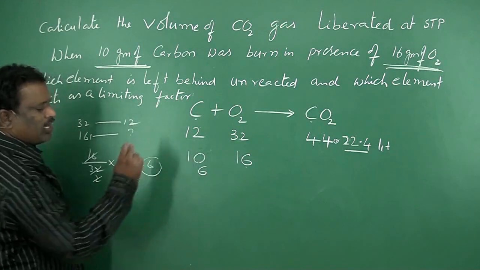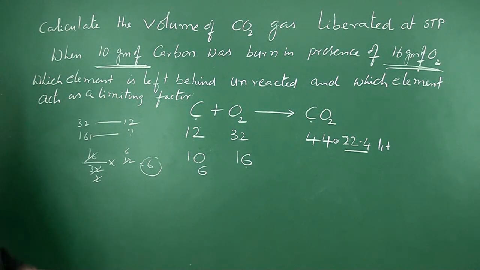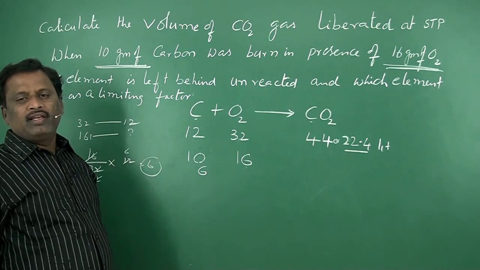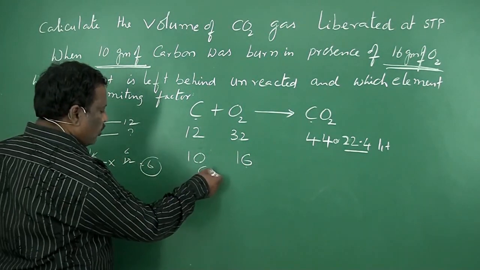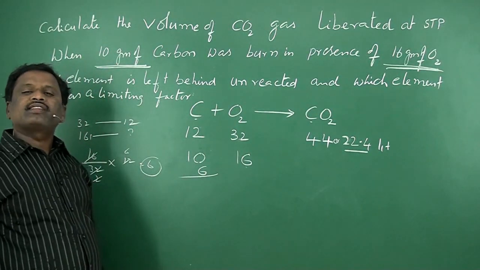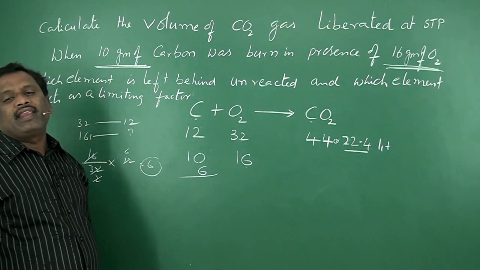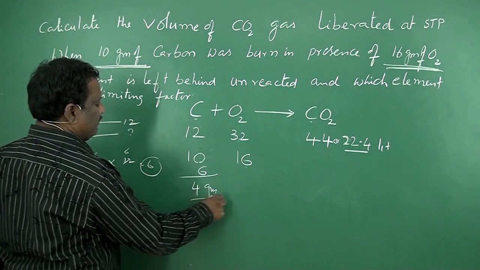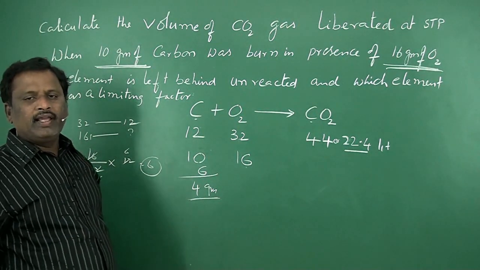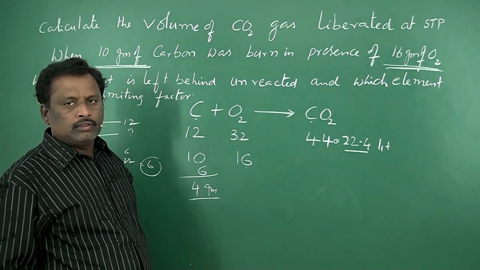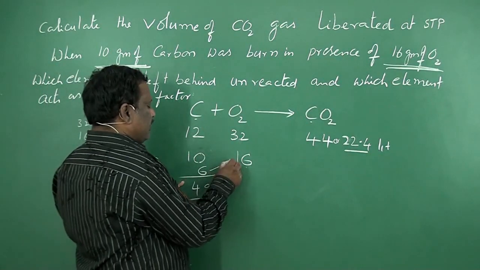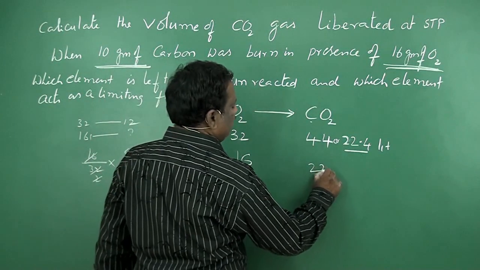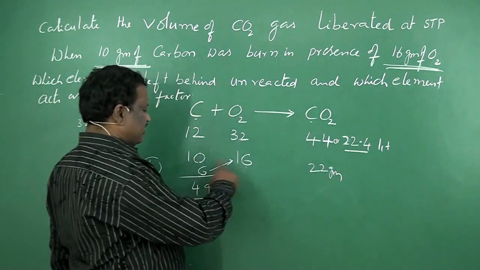But here how many grams of carbon was given? 10 grams. That means the whole carbon is not going to react. So out of 10 grams, only 6 grams of carbon will take part in the reaction, and the 4 grams will be left behind unreacted. Now, if 6 grams of carbon combines with 16 grams of oxygen, it will give us 22 grams of CO2, just adding.